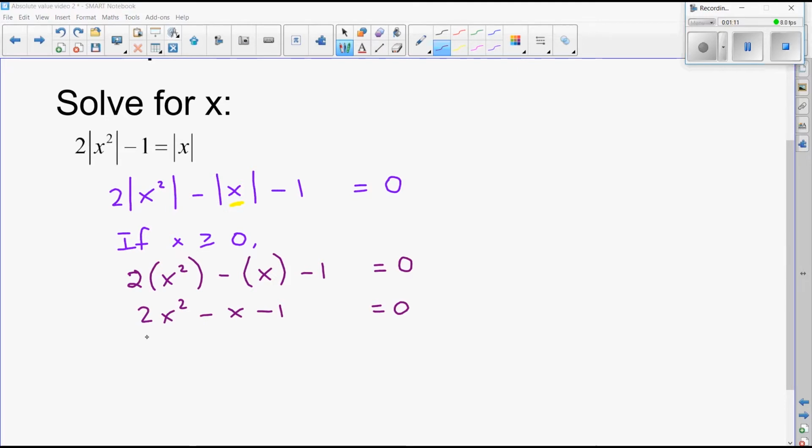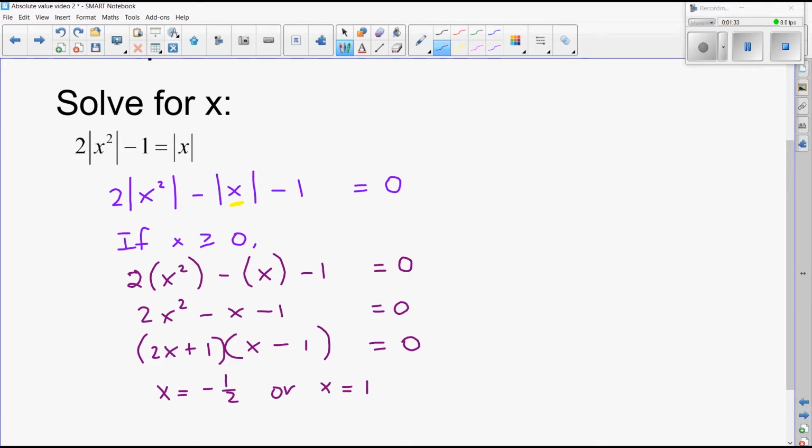So we have a quadratic which we factorize. So we got 2x and x, and the factors of 1 are 1 and 1. So my middle term is negative, so that will be minus and that will be plus, and that equals 0. So my solution is x equals negative a half or x equals 1.